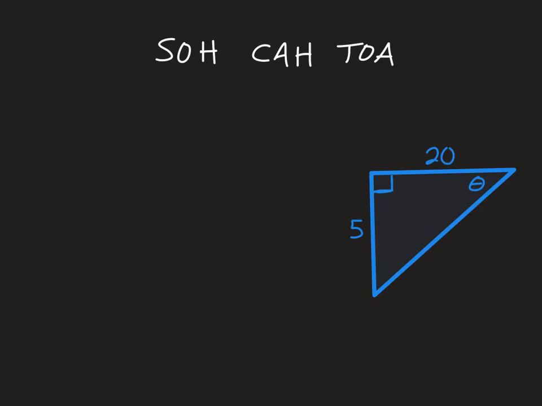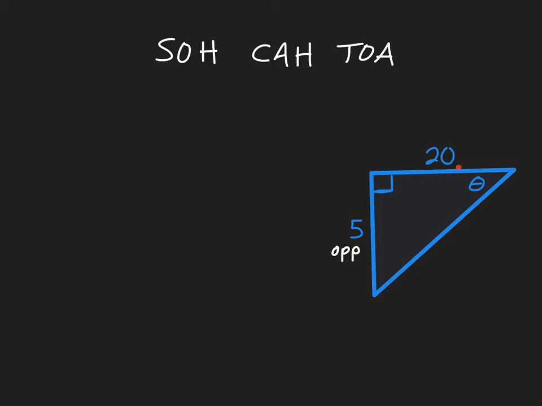Here's another example where I'm trying to find an unknown angle. So I want to know this unknown angle theta. Let's take a look at what sides I'm given and what names I could label them. So 5 looks like it is directly opposite the theta. And then I know that my hypotenuse, across from 90, is unknown here.